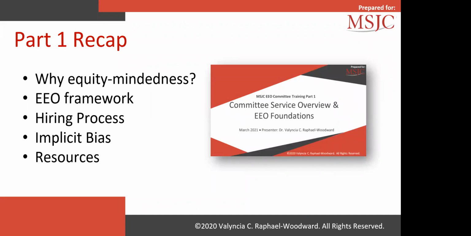So we talked about why equity mindedness in hiring is important, and we went over some data and some different strategies. We talked about the EEO framework, so the various laws at the state and federal level, as well as your MSJC policy that prohibits discrimination in the hiring process. We talked about the various stages in the process and what tasks and outcomes are in each one. We briefly touched on implicit bias, what it is, and different ways that we can stop it from a systems level, and various resources that have been developed by HR or that have been developed for you as just-in-time training resources as you move through the hiring process.